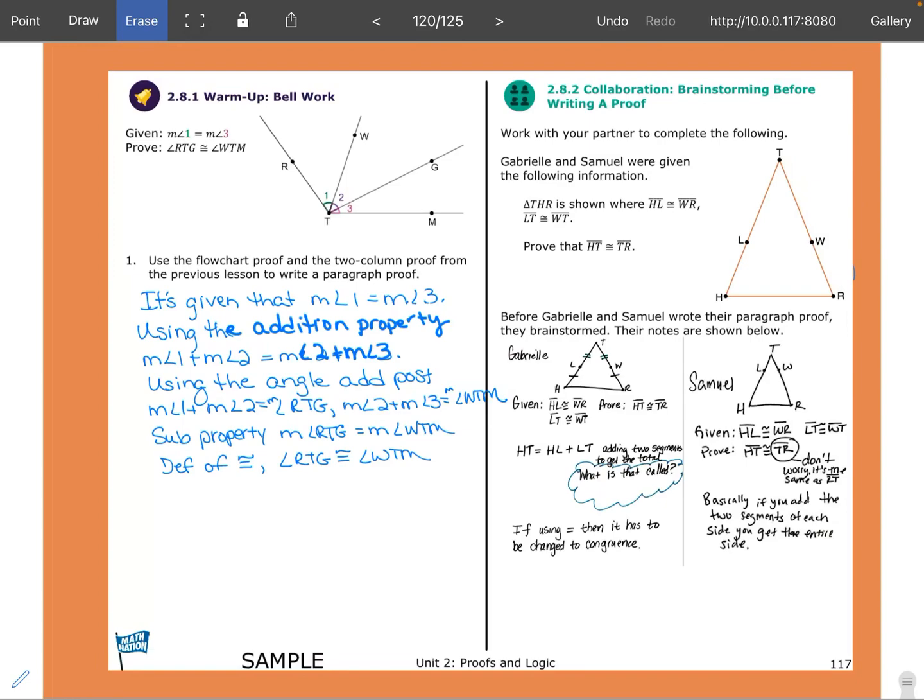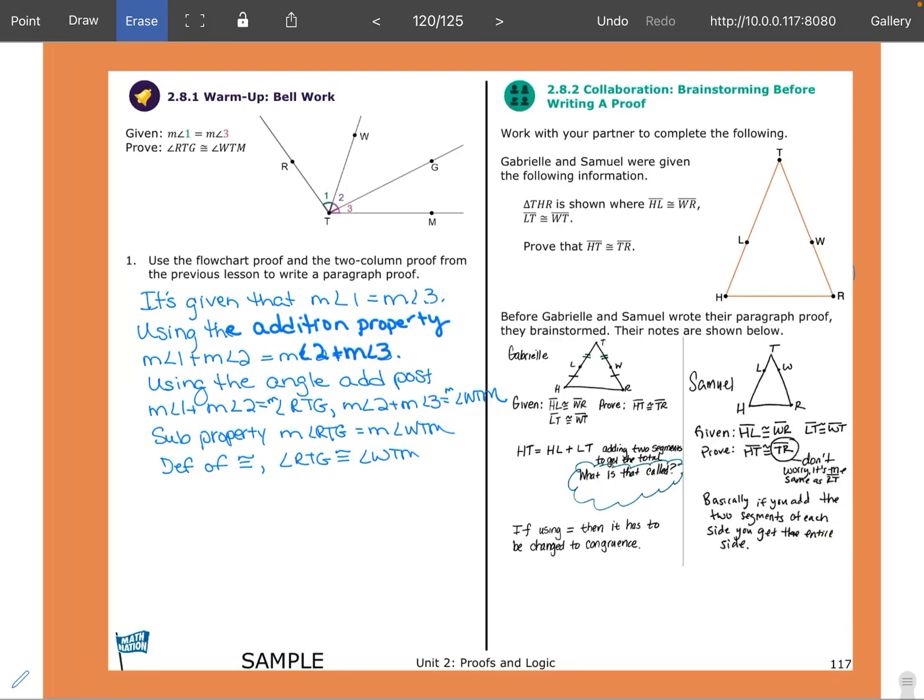Next, we can apply the substitution property of equality to determine that the measure of angle RTG is equal to the measure of angle WTM. By definition of congruence, we reach our conclusion that angle RTG is congruent to angle WTM.